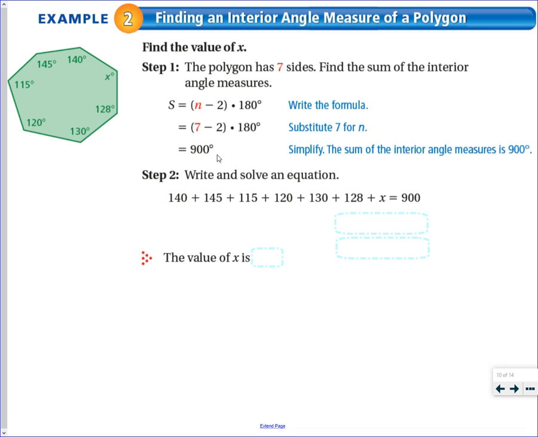And then just cleaning that up, adding together the 6 angles that I know, that would be 778 plus x equals 900. And then you know how to solve this. We would subtract 778 from both sides, and that would leave me with x being 122 degrees for that angle.